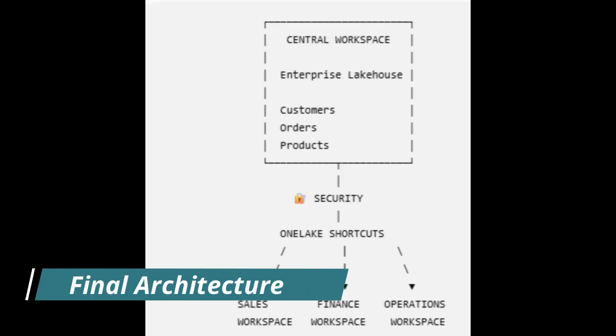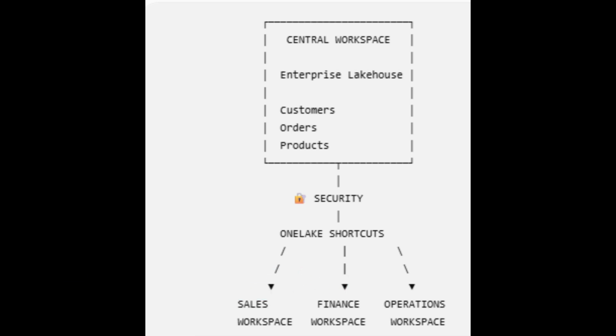Now let's put everything together. If I had to draw this architecture on a whiteboard during the interview, this is what I would draw. At the top, I would draw a central data workspace. Inside it, I will have an enterprise lakehouse. That's where the data lives. Then I apply the appropriate security model, and downstream teams consume the required data using the OneLake shortcut. So we are separating data ownership from data consumption, and that's the architectural principle I want you to remember in the interview.